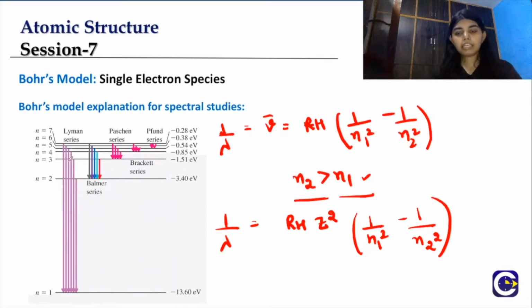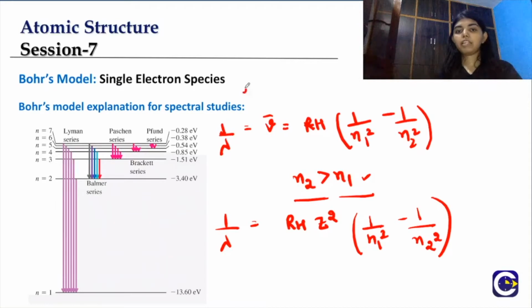So in Lyman series, n1 is 1 and n2 can be 2, 3, 4, 5, 6, 7. Balmer, n1 is 2 and n2 can be 3, 4, 5, 6, 7. Paschen series, n1 is 3 and then n2 can be 4, 5, 6, 7. For Brackett series, n1 is 4 and then n2 can be 5, 6, 7, 8. And for Pfund series, n1 is what? 5 and n2 can be 6, 7, 8, 9, 10 respectively. Okay. So this is how Bohr was able to explain the hydrogen spectra.